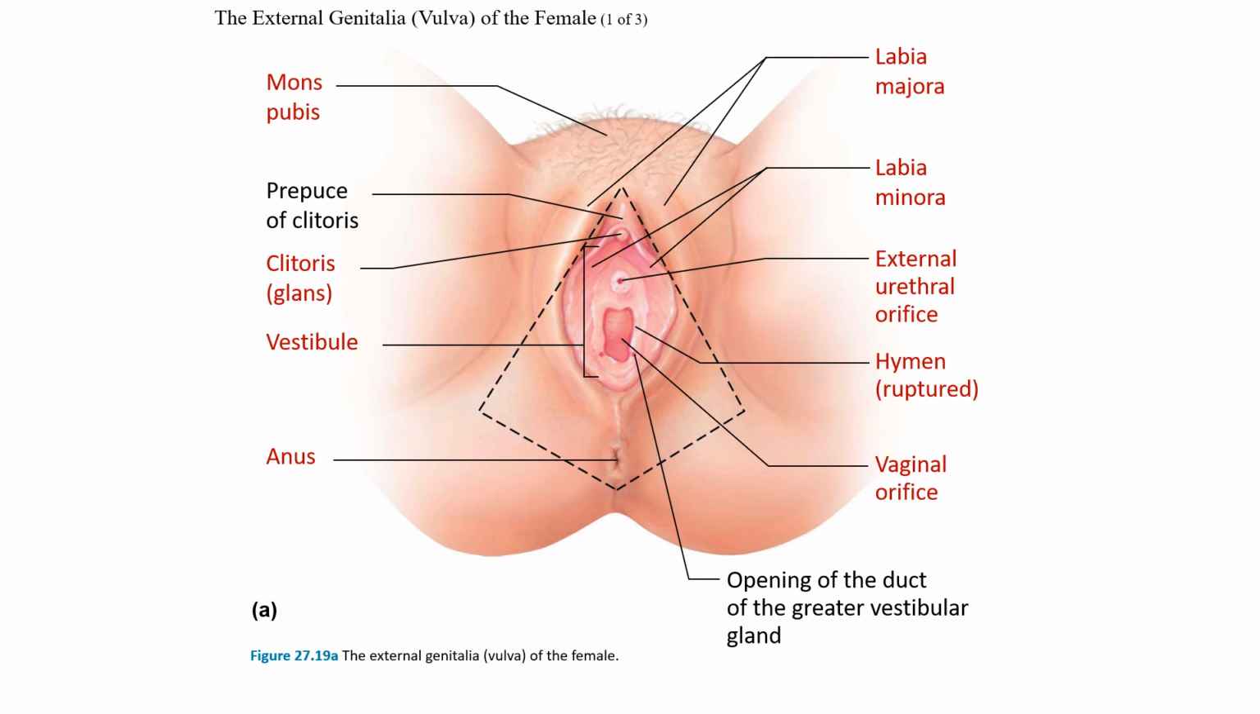We're also going to take a look at what's called the vestibule. Make sure that you teach your daughters how to clean properly. The clitoris, which remember is an erectile tissue, and then we see the opening of the greater vestibular glands. And we'll talk about those in just a minute.